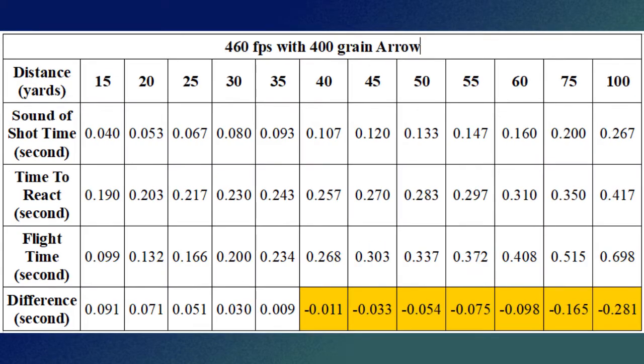Taking a look at a bow shooting at 460 feet per second with a 400 grain arrow, in this table even at 40 yards the deer can be on the move before the arrow gets there. Even with the fastest crossbow on the market, shooting beyond 35 yards, the deer will have a chance to be on the move before the arrow reaches it. Admittedly, it won't be moving very long.